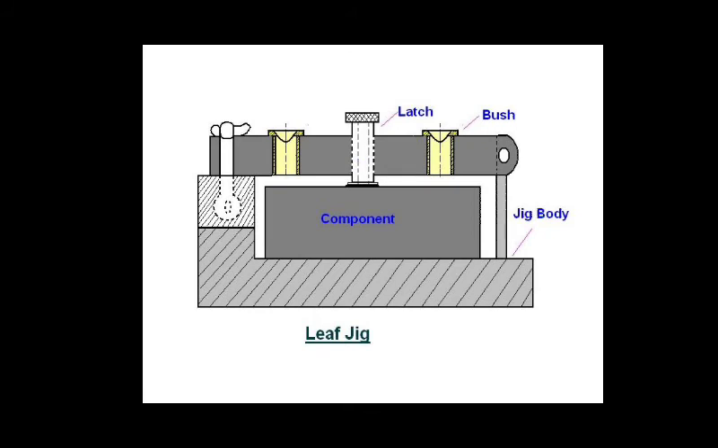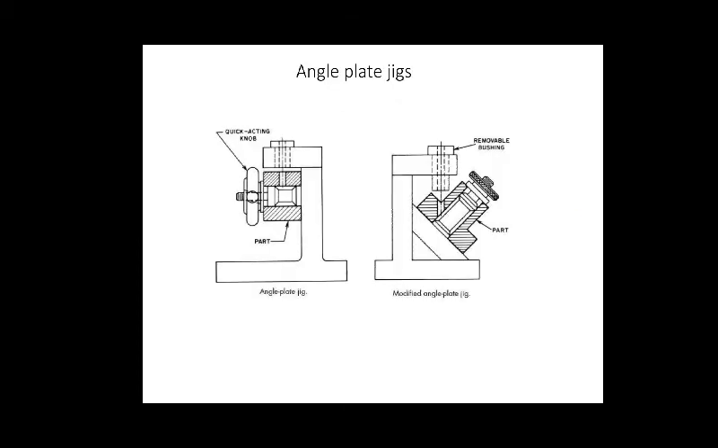So let us see the next type of jig, that is the angle plate jig. Here you can see the angle plate jigs are used to hold parts that are machined at right angles to their mounting locators.